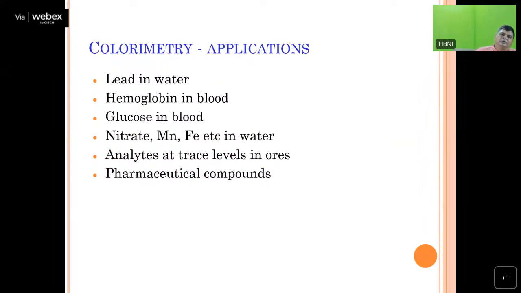Some examples of colorimetric applications are the determination of lead in water, hemoglobin in blood samples, glucose in blood, and nitrate, manganese, iron, etc. in water, and even different kinds of analytes at trace level in different ores, and some pharmaceutical compounds also. There are many pharmaceutical compounds that can be nicely determined using this simple colorimetric application, and the results are very accurate and well accepted also.